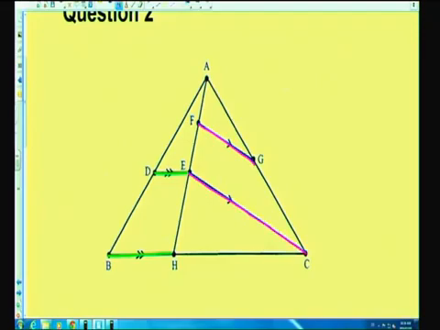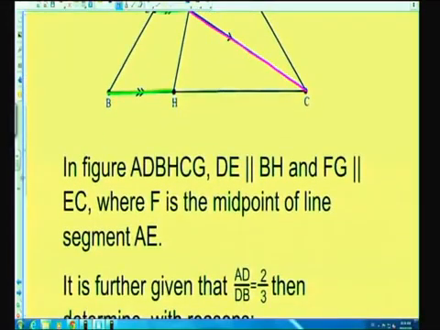Now, it's not a bad idea, as I said, to use color, highlight up your parallel lines. It makes it easier for you to start the question. Notice I haven't even engaged with the question, but I've made sure that foremost in my mind is those parallel lines. So let's go down to the actual question. It says, in figure ADBHCG, that's enough to scare the best of us. But don't worry, all they're doing is they're naming all the aspects of the actual figure. DE is parallel to BH, FG is parallel to EC, and then there's one extra point here. F is the midpoint of line segment AE.